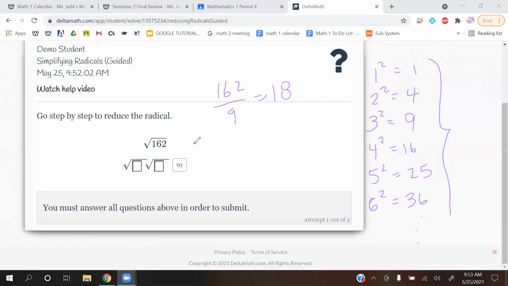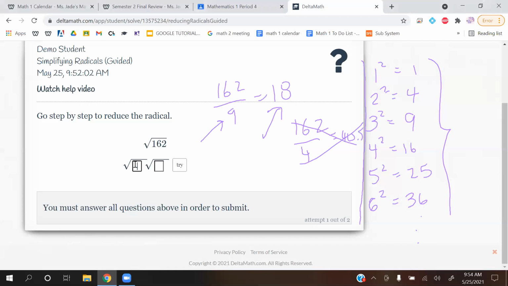Let me just try one that wouldn't work. 162 divided by 4, because 4 is a perfect square. And then it gave me 40.5. I'm sorry, that's really squishy. So notice 40.5 has a decimal in it. Since it has a decimal, you don't want that one. You want to look for where, when you divide it by the perfect square, you get a whole number. So I did. 162 divided by 9 gave me a whole number.